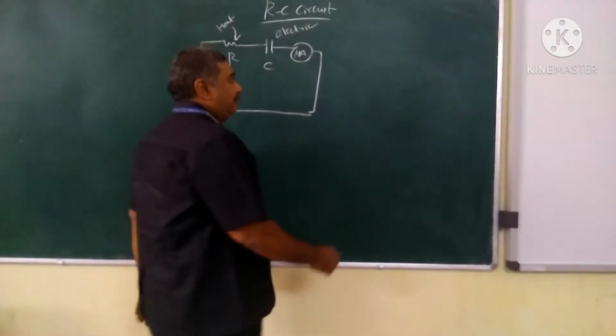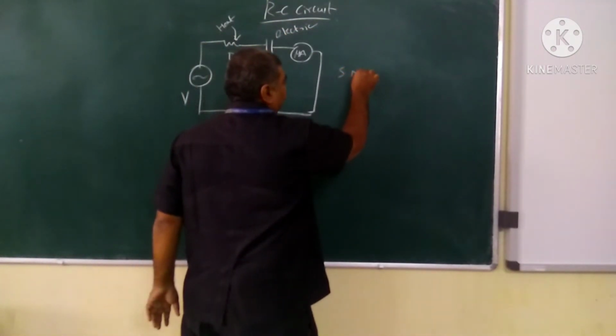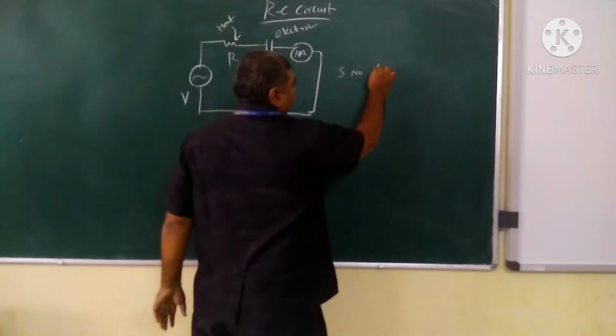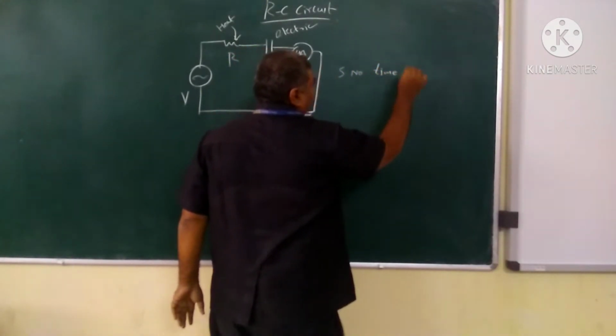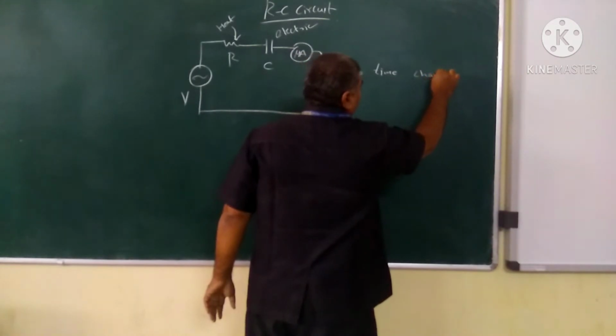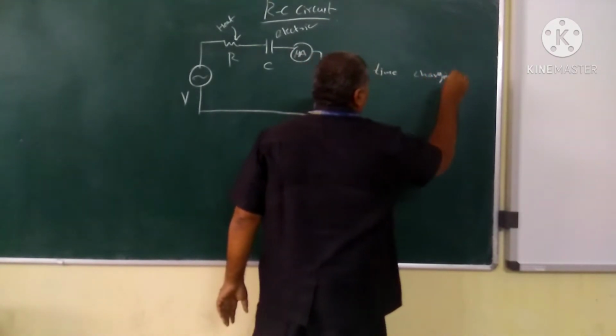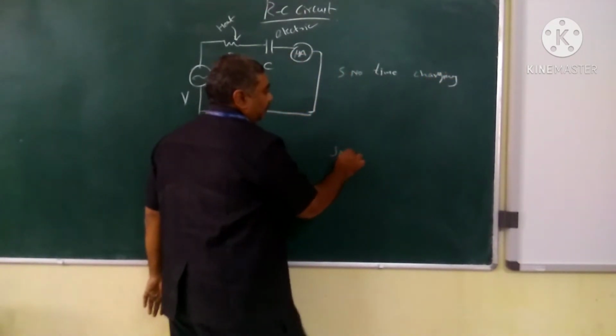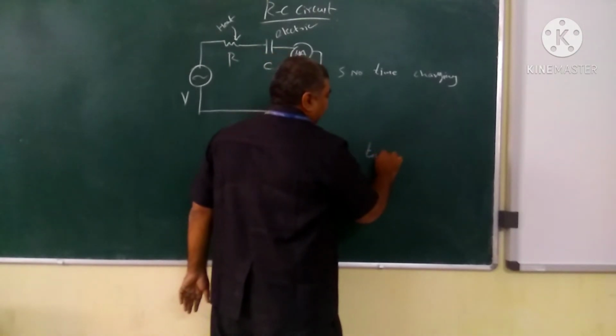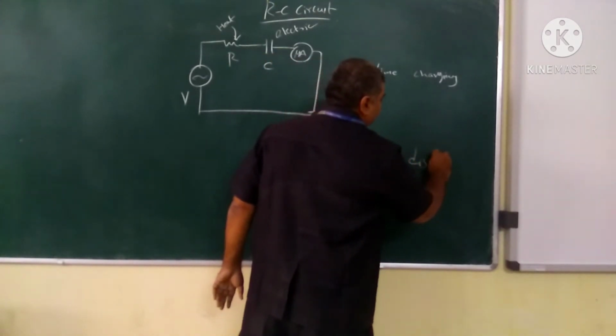The tabular column will have the serial number, the time, and the charging value. Similarly, you are going to have another table with the serial number, the time, and the discharging value.